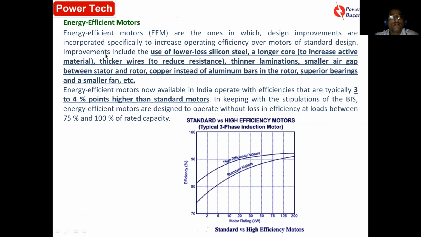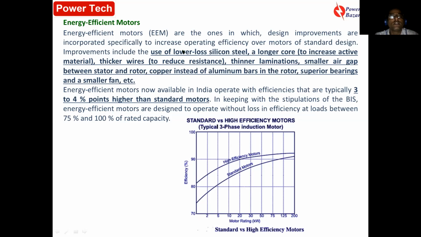Now, energy efficient motors, particularly if you see, this is the high efficiency motor, this is the standard efficiency motor. So for different motor kilowatt ratings, the efficiency percentage is a little bit higher for high efficiency motors. If you calculate, at 2 kilowatt motor rating the efficiency will be around 78, but in this case it will be around 82. So normally the high efficiency motors are 3 to 4% more efficient as compared to standard efficiency.